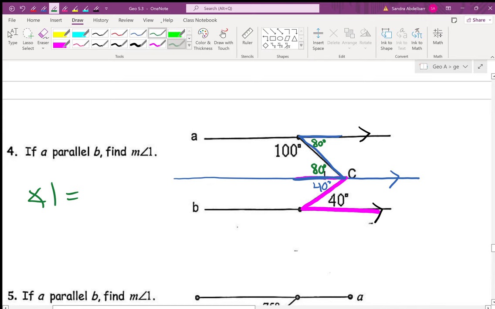No, the full angle 1. 120. So you have the top part of angle 1 is 80, the bottom part of angle 1 is 40, so the full angle is 80 plus 40, which is 120.